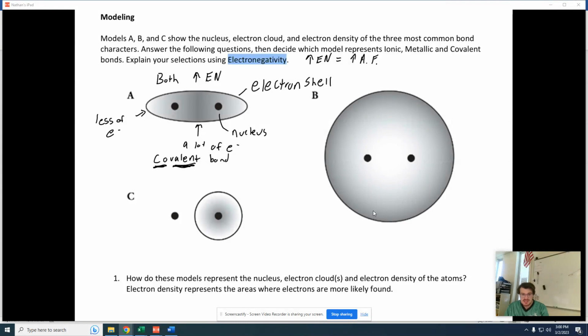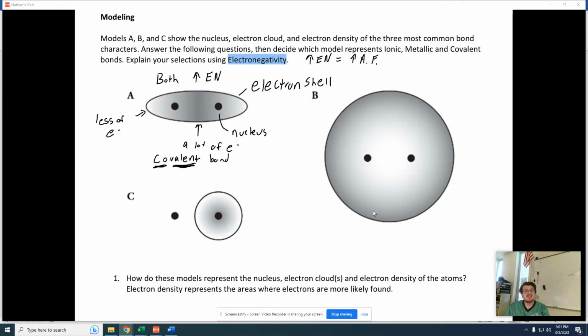So A is one extreme. We can go ahead and lock that in as a covalent bond. I think the other most obvious is not actually to go straight to B, but to look at C. If we look at C, we should notice a couple of things. Number one, we've got two atoms again. But now the atom on the left doesn't have an electron cloud. But the atom on the right has all of the electron cloud.